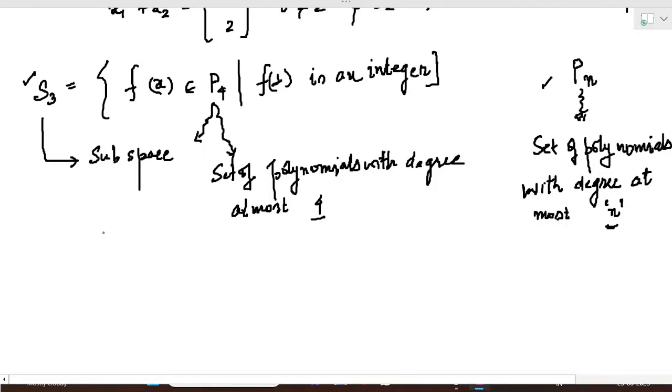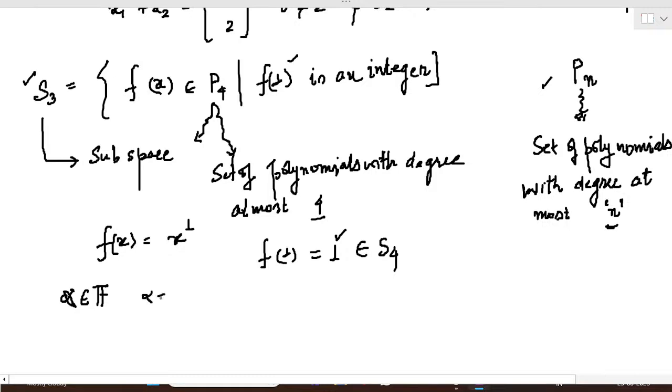So let us take one simple example to negate this. Let's say f(x) equals x. You know that the degree is 1, and degree 1 is less than 4, right? So what would be f(1)? f(1) would be 1, and clearly it will belong to S3, because 1 is an integer. Now take any scalar, let's say alpha belongs to F. We take a field element, and let us take it as 1 upon 2. Now clearly, if I do alpha into f(1), it would be simply 1 upon 2 into f(1), which equals 1 by 2. And 1 by 2 does not belong to S3. So clearly, the second case is violated.